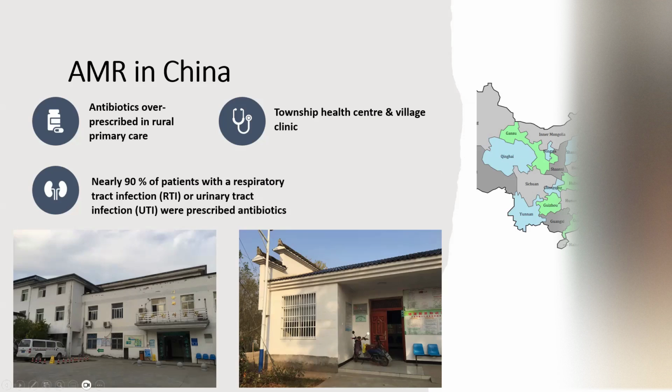We conducted our study in Anhui Province, in the middle of China, the red one here. Before this intervention design study, the research team had conducted a lot of research in rural primary care in this province, and they found nearly 90% of RTI or UTI patients were prescribed antibiotics by the practitioners in rural primary care there. So in this study, we wanted to design an intervention to reduce antibiotics prescribed by the practitioners for RTI patients.